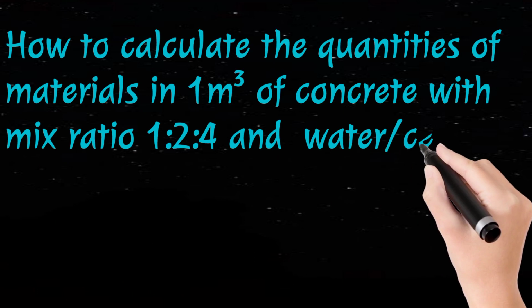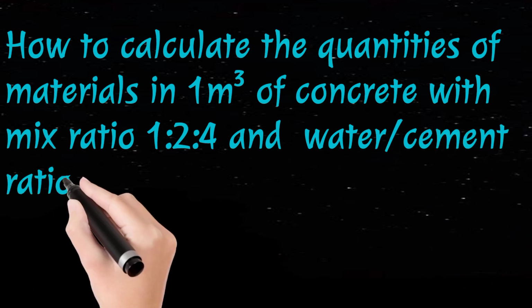Today we'll be calculating the quantity of materials in 1 cubic meter of concrete with a mix ratio of 1:2:4 and the water cement ratio of 0.4.